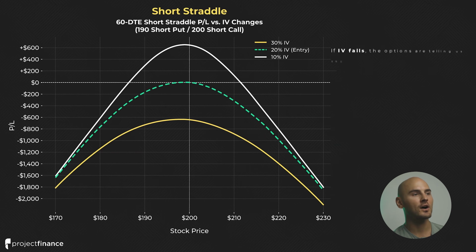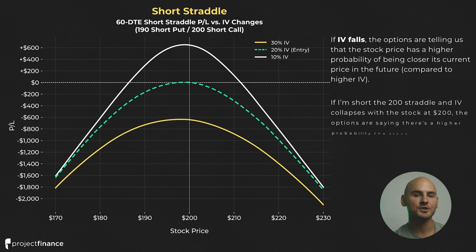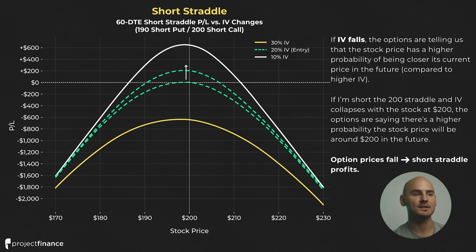If implied volatility falls, the options are telling us that the stock price has a higher probability of being closer to its current price in the future compared to higher implied volatility. So if I'm short the 200 straddle and implied volatility collapses with the stock price at 200, then the options are saying that there's a higher probability that the stock price will be around $200 in the future. And since the option prices fell and are suggesting less volatility, then the short straddle will profit since I am short a call option and put option at the same strike price.